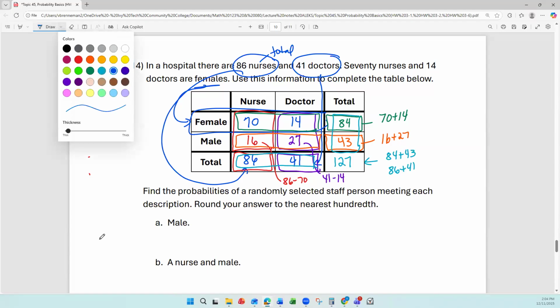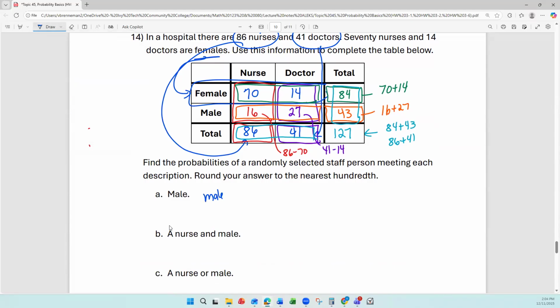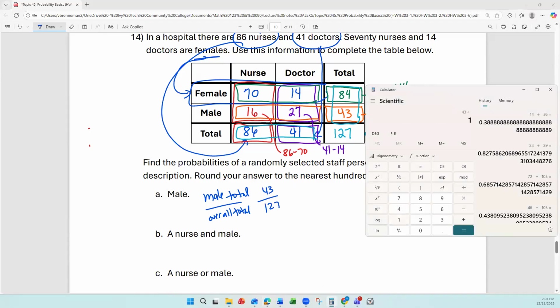All right, so the probability of a randomly selected staff person meeting each description. So randomly selected staff person, probability of a male is going to be the male total, which is 43, out of the overall total of 127. So 43 divided by 127 is 0.34.